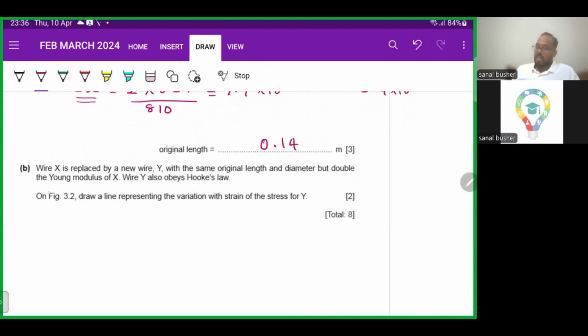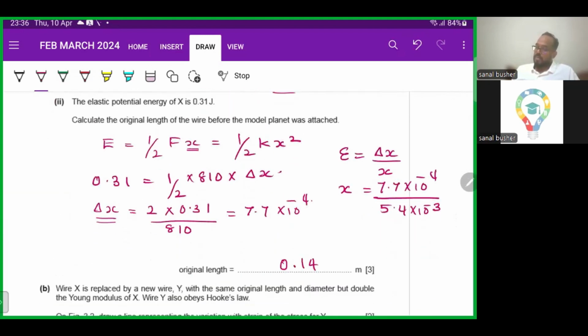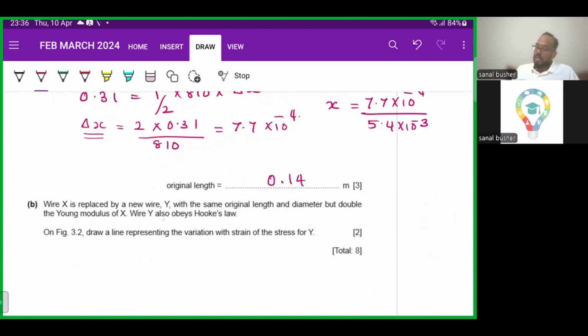Now, the wire X is replaced by a new wire Y with the same original length and diameter, but double the Young's modulus of X. So the only change is in the material. The remaining are all the same. Draw a line to represent the variation of stress with strain for Y. Okay, listen, look at this one.